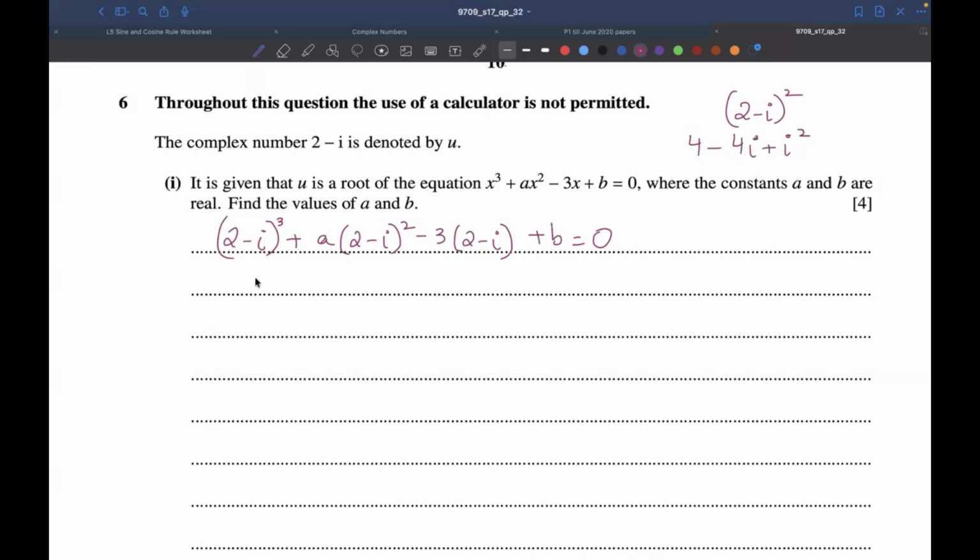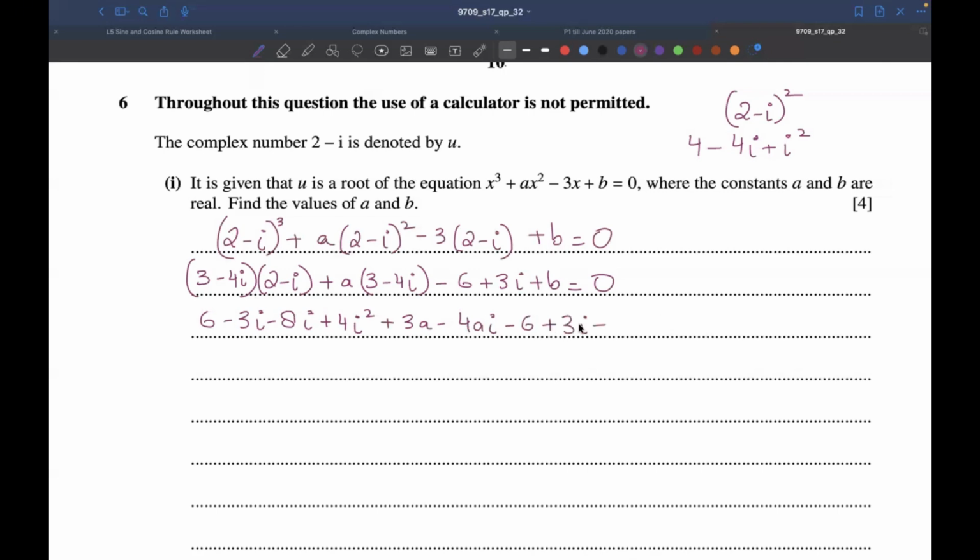So to find 2 minus iota whole cube, we can write it as 3 minus 4 iota multiplied again by 2 minus iota, plus a into, we know the expansion of 2 minus iota whole square is 3 minus 4 iota, minus 6 plus 3 iota plus b is equal to 0. Expanding this, we'll get 6 minus 3 iota minus 8 iota plus 4 iota square plus 3a minus 4a iota minus 6 plus 3i plus b equals 0.